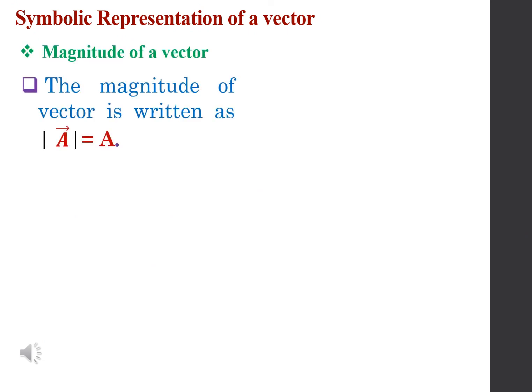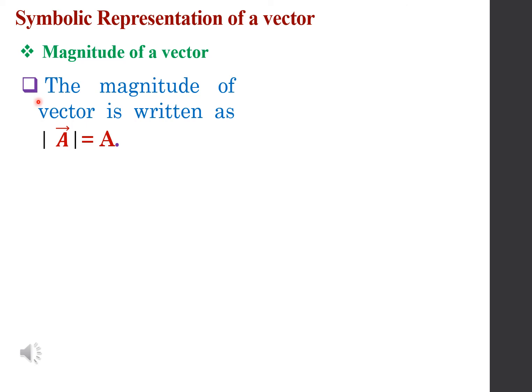Magnitude of a vector and its symbolic representation. The magnitude of a vector tells us the quantity of that vector, that is, how much that vector quantity is. For example, if force is given as 50 Newton, then 50 is the magnitude of the vector and Newton is the unit. F is force, a vector quantity, equal to 50 Newton. So 50 tells us how much force is applied, and that is the magnitude of the force vector.